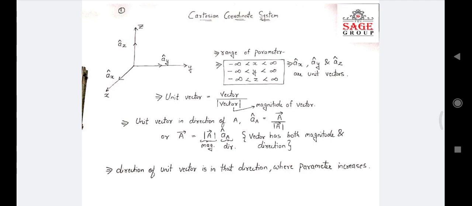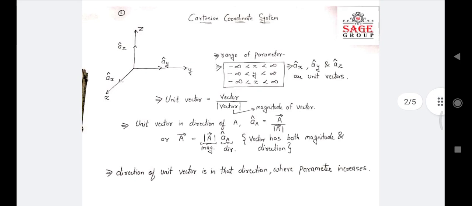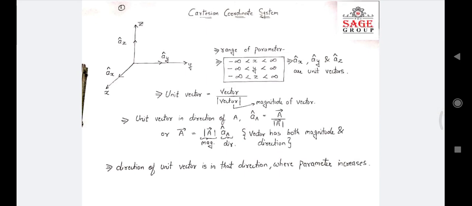For example, if we talk about all the three axes, x-axis, y-axis and z-axis, and if we are moving in the positive direction of all the three axes, suppose we are at axis y, and if we move in the positive direction of y, our unit vector will be in the increasing direction. So the unit vector is in that direction where the parameter increases.